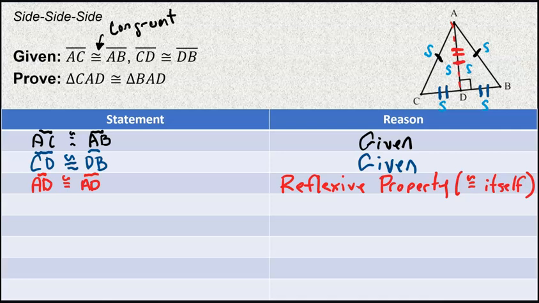So I can now make the conclusion that triangle CAD is congruent to triangle BAD because of side congruency or side postulate. However you want to write it. It's often just written SSS, and then maybe a definition attached to it.